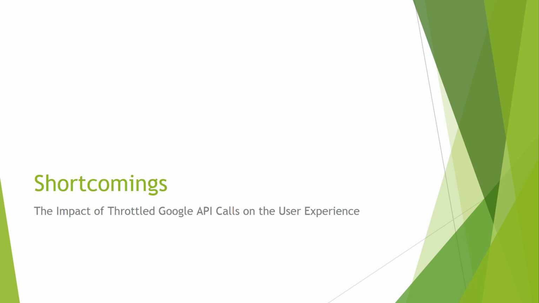The first shortcoming we'd like to talk about as it relates to PoLR is the impact of throttled Google API calls on the overall end user experience. At the end of the day, we've written a software product that needs to be used and consumed by users. That experience has to be enjoyable and productive. If it isn't, then we failed. One of our key shortcomings is in that area, and we'll get into the details of why.